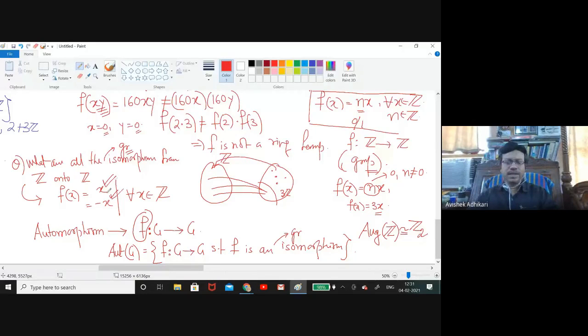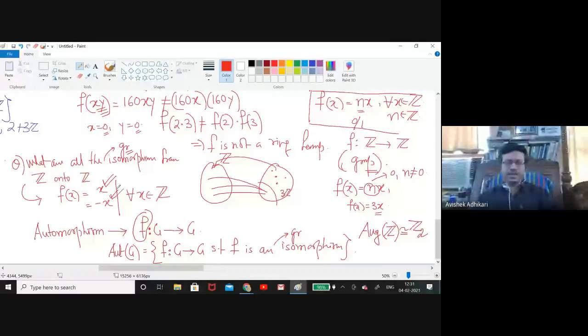One is f(x) equal to x, another one is f(x) equal to minus x, right? As I mentioned, the automorphism of G has a group structure, so it must be a group with two elements, and we know that every group with two elements must be cyclic. As a result, it must be isomorphic to Z2.